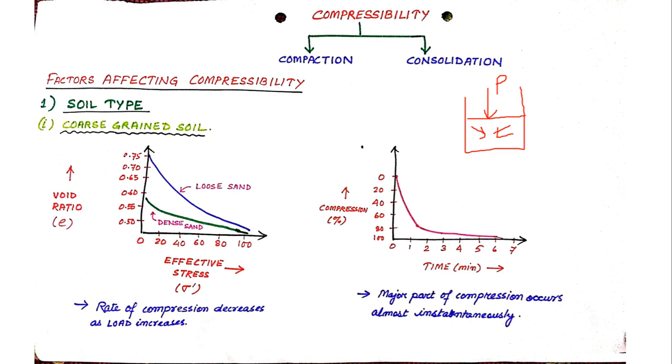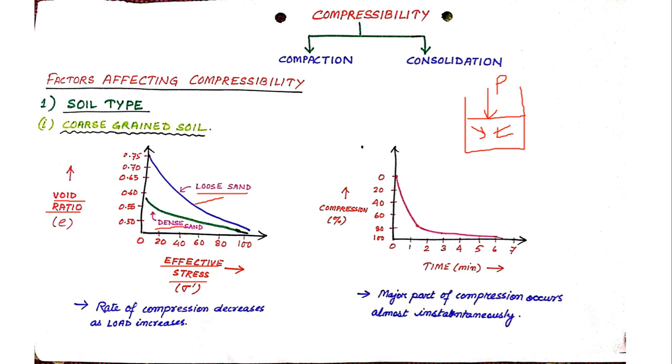Here I have taken void ratio on the y-axis and effective stress on the x-axis. If you see, the effective stress is increasing from 0, 20, 40, 60, 80, 100, and the void ratio here decreases from 0.75 to 0.50. The curve that I am obtaining is somewhat like this, sloping downwards. This curve is for loose sand, and this is for the dense sand.